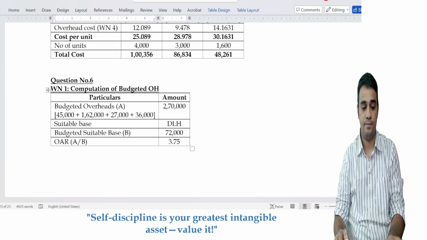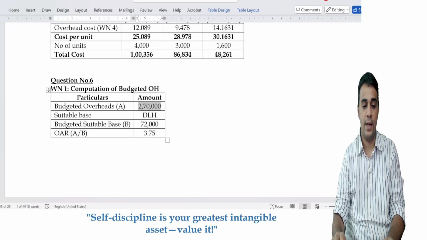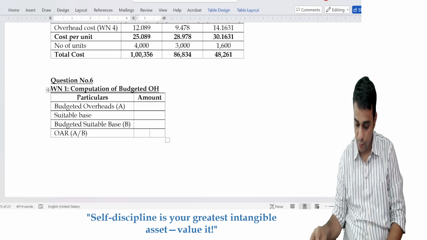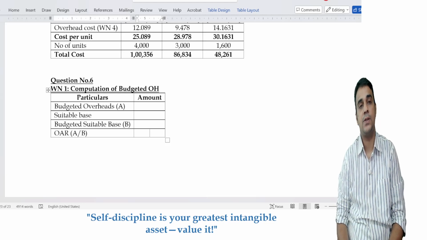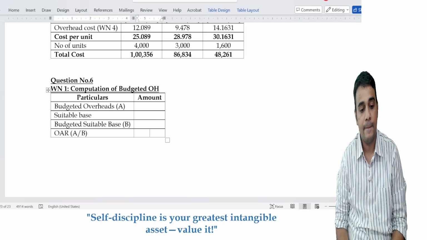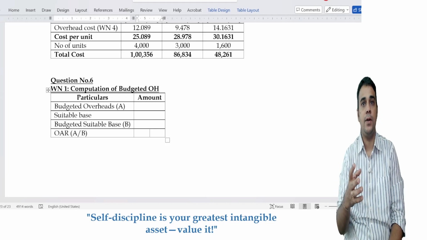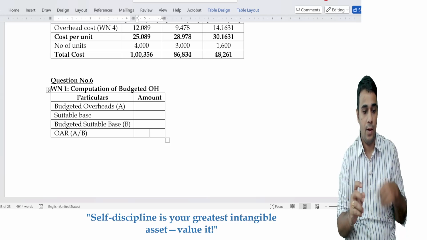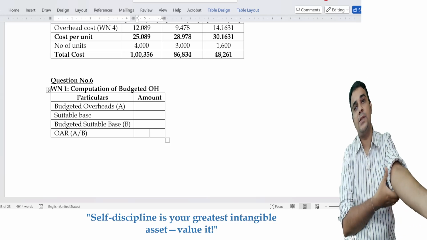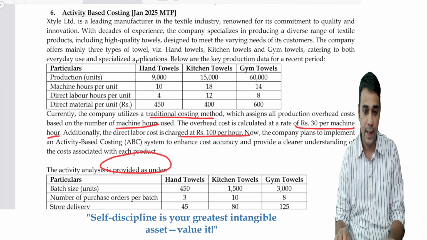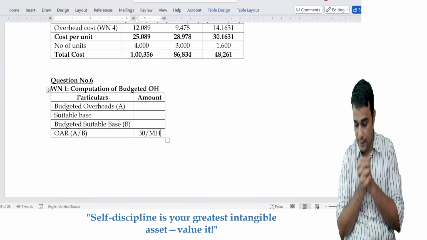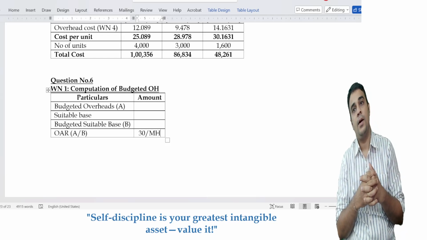Our usual format: budgeted overheads, suitable base, budgeted suitable base, and OAR. An excellent question, but what was tested is very unique because students would keep searching for budgeted overhead. It's a reverse working question. First write OAR. OAR is 30 per machine hour.